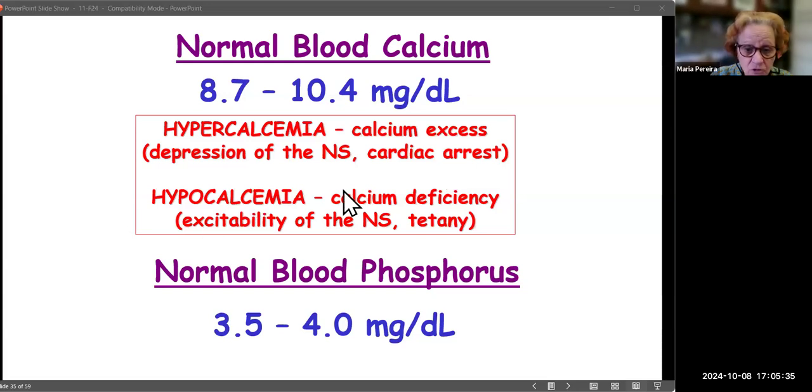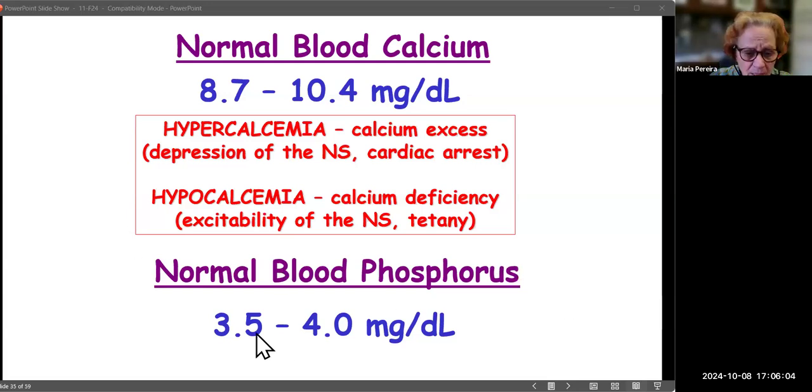So hypocalcemia is when there's calcium deficiency. And in this case, the nervous system will be more excitable, and I will explain this. When there's low calcium levels, the nervous system is more excitable. When there's more calcium, it's depressed. And when there's low levels of calcium, because the nervous system is so excitable, it can lead to tetany.